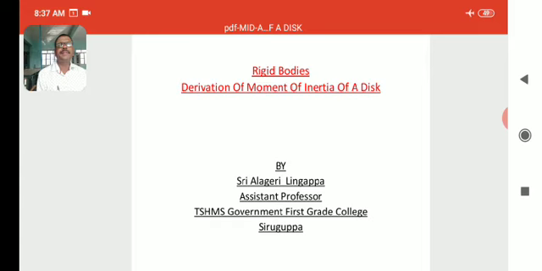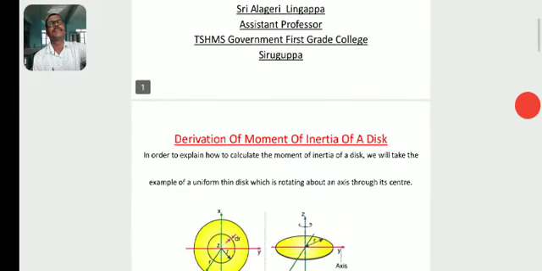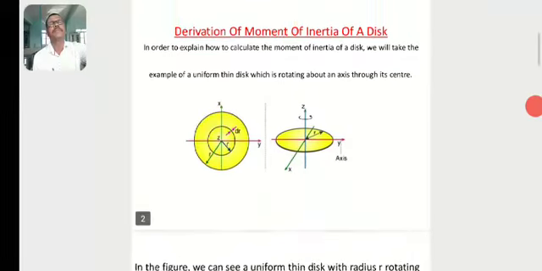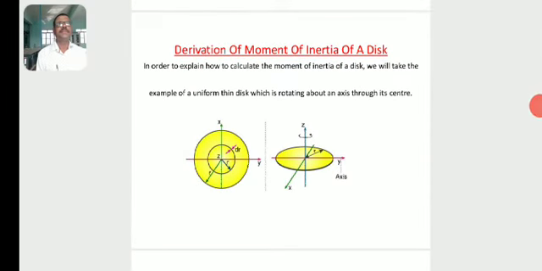So, what is moment of inertia? Already we know the concept of moment of inertia, I is equal to mr square. It is the product of the mass of a particle and the square of the distance between the particle and the axis of rotation. So, the derivation of the moment of inertia of a disk.